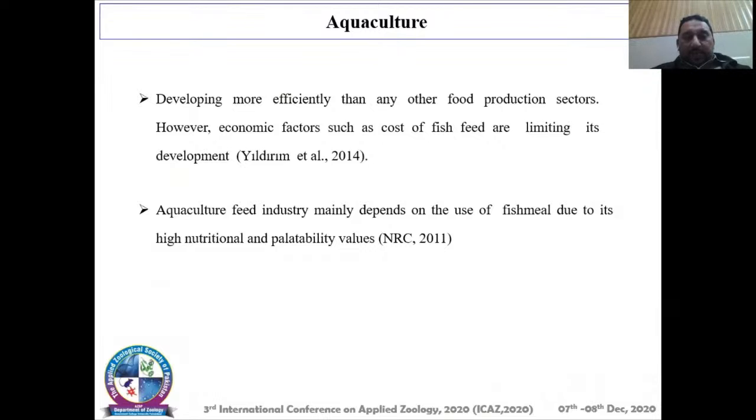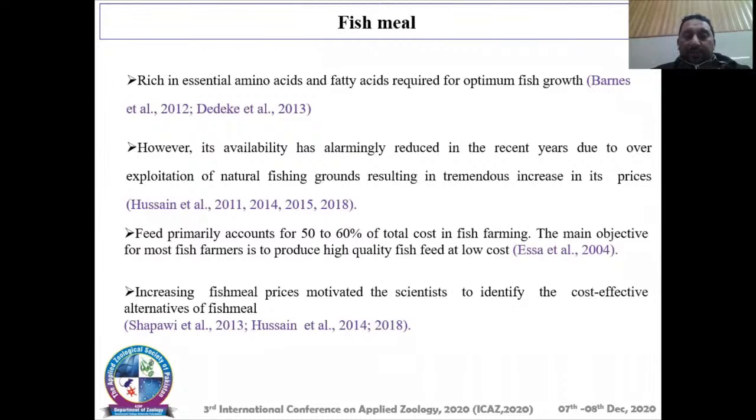Aquaculture is developing more efficiently than any other food sector. However, economic factors such as cost of fish feed are limiting its development. Aquaculture feed industry mainly depends on the use of fish meal due to its high nutritional and palatability value. Fish meal is an essential source of amino acids and fatty acids required for optimum fish growth.